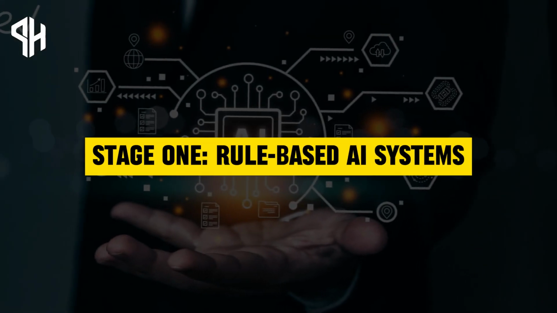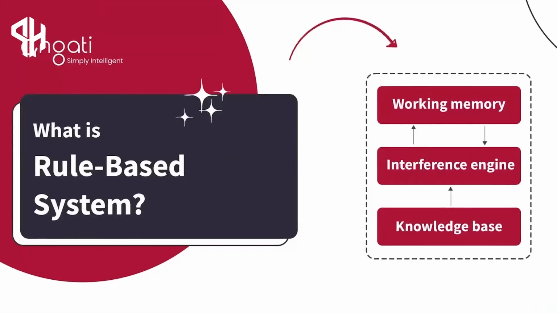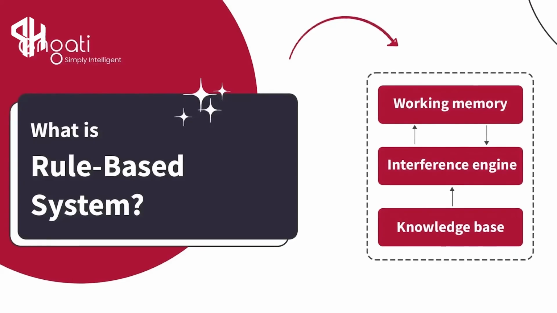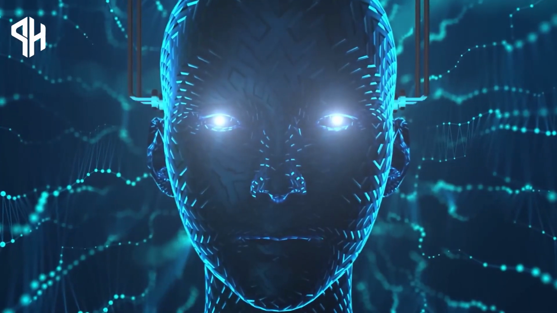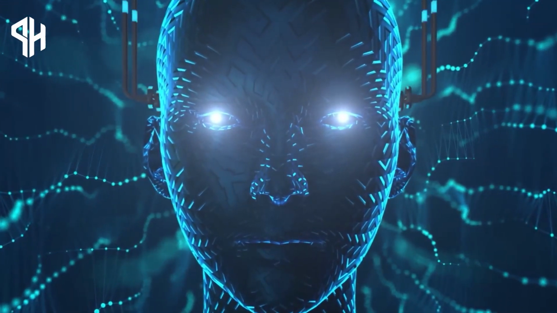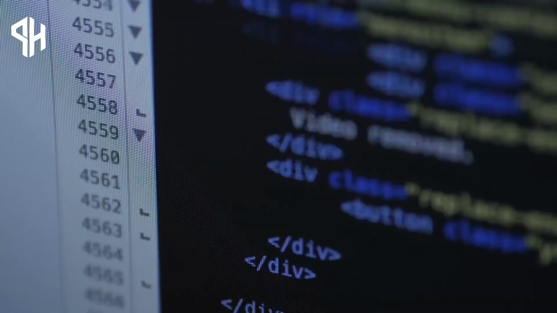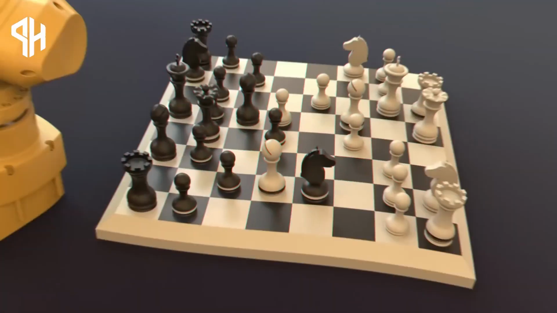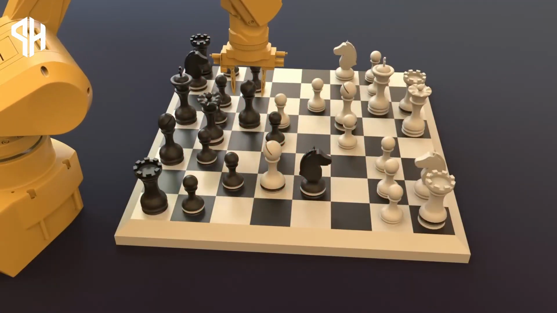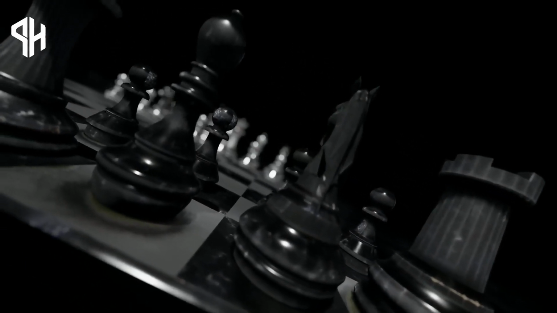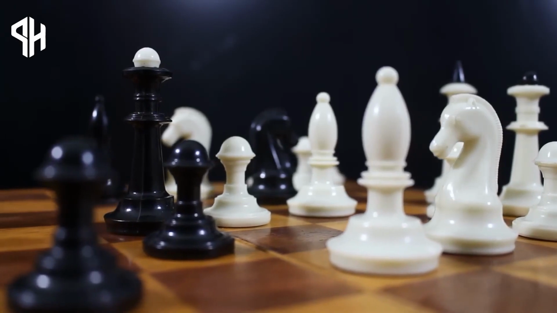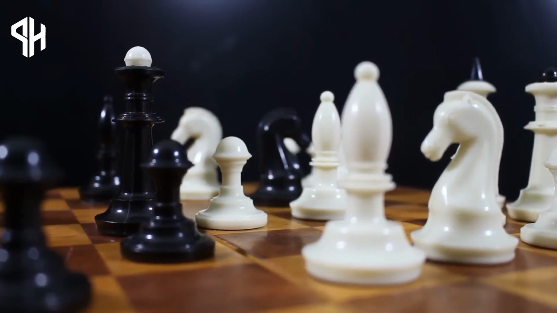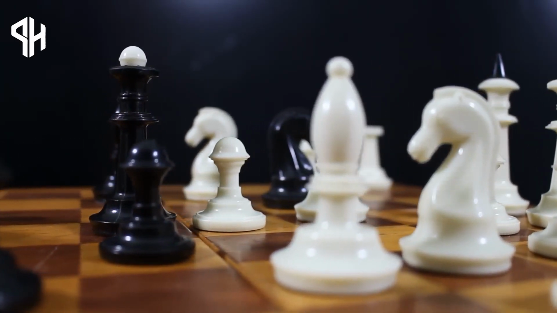Stage 1. Rule-based AI systems. Rule-based AI systems, also known as one-task systems, epitomize the earliest phase of artificial intelligence. These systems operate according to a predefined set of rules or algorithms provided by programmers. To illustrate, envision playing a game of chess against a computer. The computer comprehends all conceivable moves and outcomes based on its coded rules, enabling it to decide the optimal move. However, it lacks the ability to learn or adapt beyond these rules.